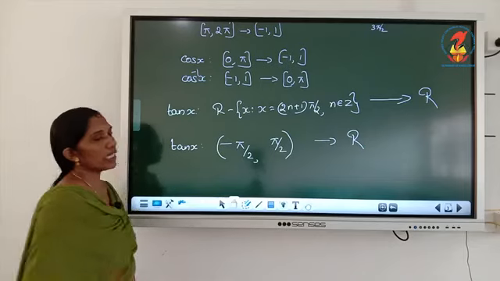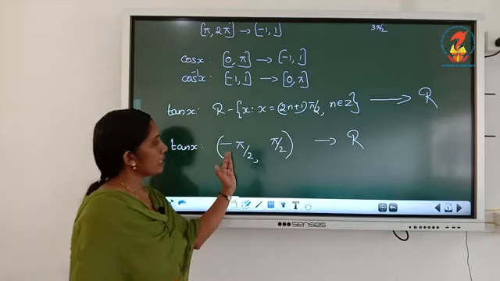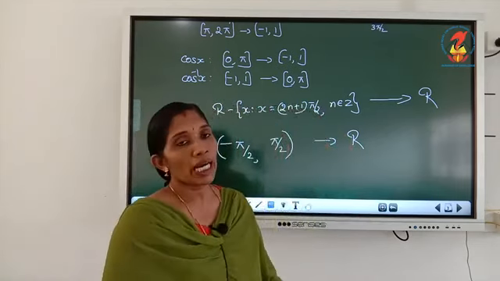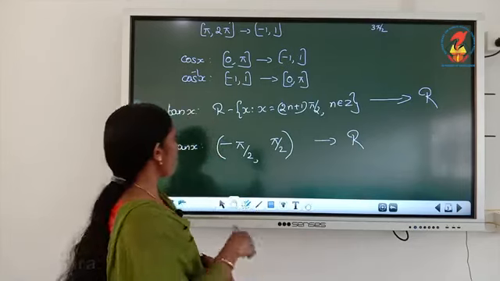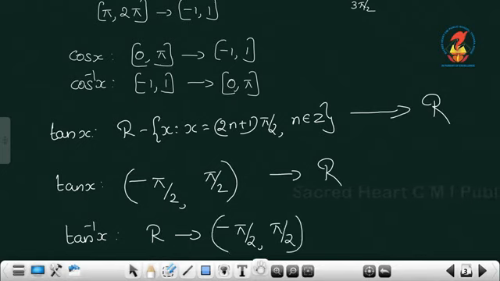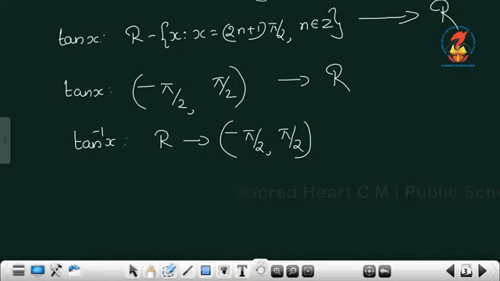So when we consider tan x from minus pi by 2 to pi by 2 to R, the function is 1-1 and onto. Hence we can define an inverse, tan inverse x, that is from R to this interval, minus pi by 2, pi by 2. Okay. Now the next is cot.